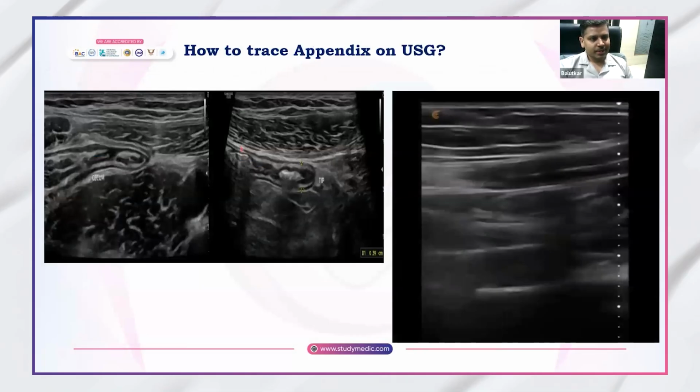So for how to trace the appendix on ultrasound, let's see these images. We can see the cecum and the appendix arising from its tip or from its base, and we can see that it's a tubular structure with gut signature. We can see the serosal surface, the mucosal surface, and the submucosa as well. Just play the video for me, Noreen.